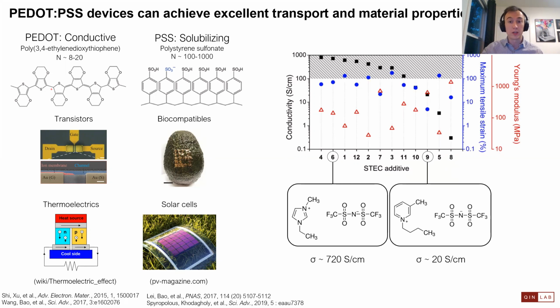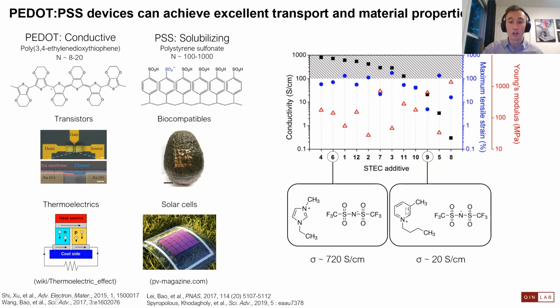For example, additive number 6 is the EMIM TFSI ionic liquid. It's very commonly used as a component of the processing of PEDOT:PSS films. You can see that we achieve a conductivity of 720 Siemens per centimeter, which is on the same order of magnitude as the most highly conductive PEDOT:PSS films.